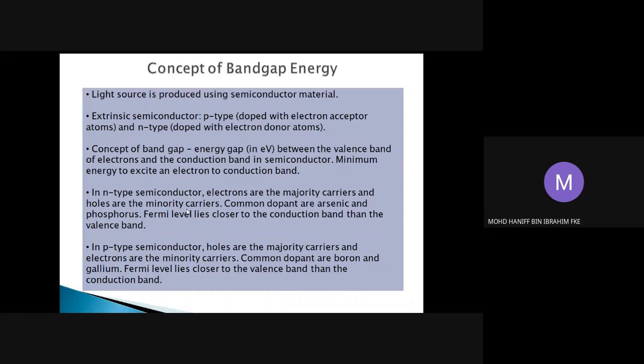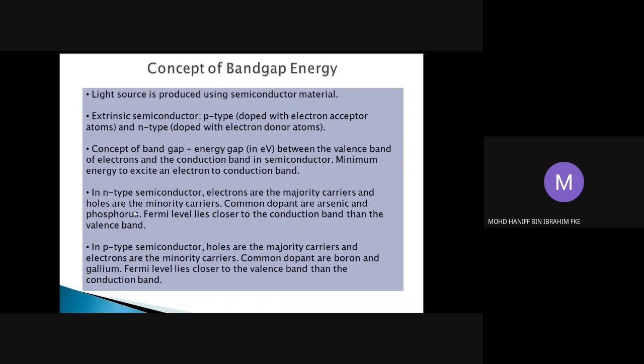It should be noted that the Fermi level for the n-type semiconductor lies closer to the conduction band than the valence band. When the Fermi level is closer to the conduction band, it means it is easier for the electron to move from the valence band to the conduction band, because the Fermi level is basically the energy level required by the electron to move up. So with the Fermi level closer to the conduction band, the electron moves more easily from the valence band to the conduction band.